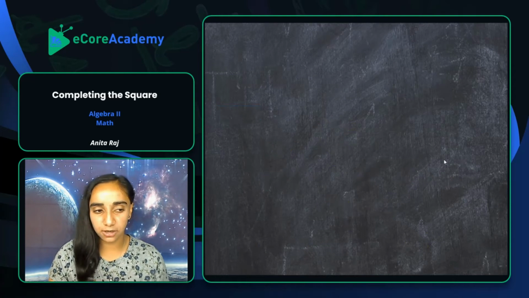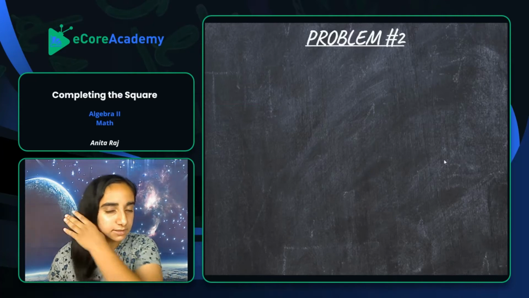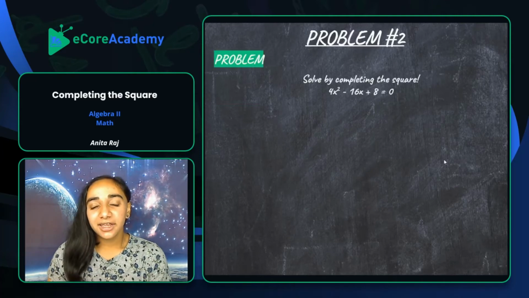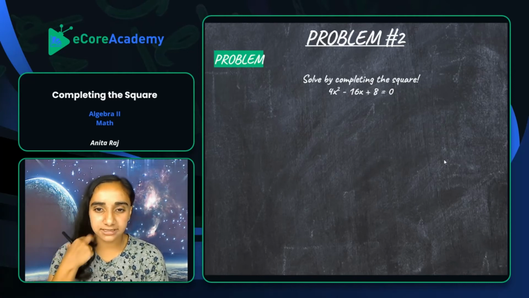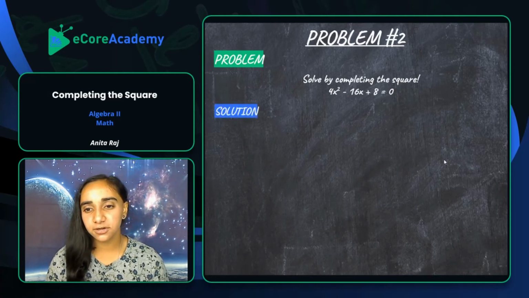So let's go to the next problem. This is where we actually start incorporating completing the square. And sometimes completing the square can get a little bit messy, but stick with it. It will be a bit of a struggle at first. I know it definitely was a harder concept for me, but you'll get the hang of it if you just do practice problems. So here, I'm asking you to solve by completing the square.